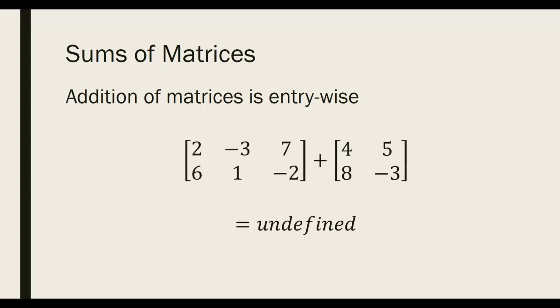Now, one thing that you'll find out when you add matrices is that matrices have to have the same number of rows and columns in order for you to be able to add them. So for instance, if I have a 2x3 matrix and a 2x2 matrix, I cannot add them. The sum of those is undefined. All right, so in order to add matrices, I have to have the same number of rows and columns. And that's analogous to what we did with vectors as well. When we added vectors, if you recall, we had to have the same number of rows.